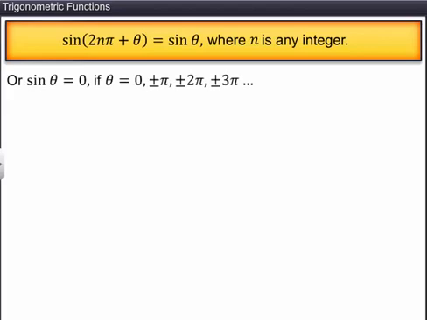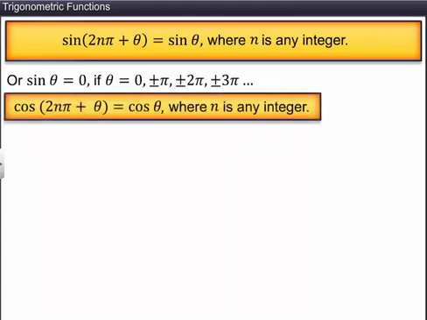Also, as we saw, since sin 0 degrees and sin pi are 0, sin theta is equal to 0 when theta is an integral multiple of pi. That is, at 0, plus or minus pi, plus or minus 2 pi, and so on.